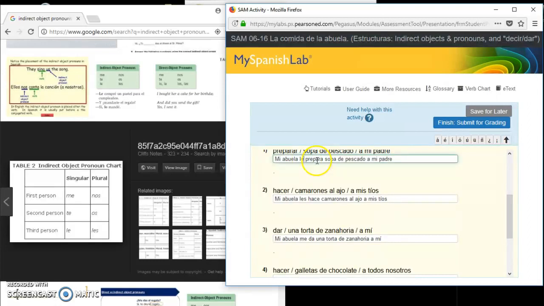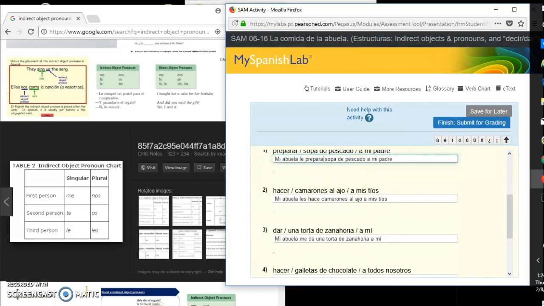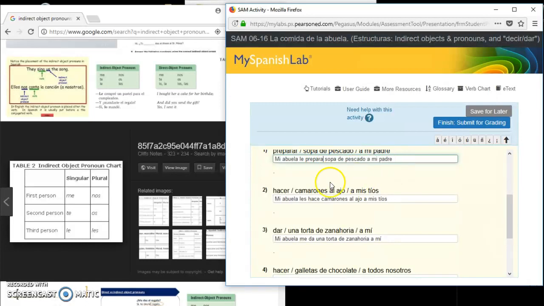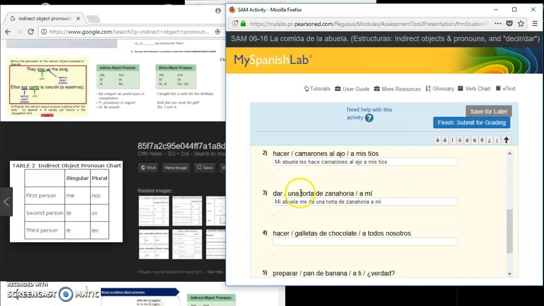And later on, you'll learn that it can also come after the conjugated verb together. But that's not what we're learning now. It's learning it before the conjugated verb. So same thing here. Les a mis tíos.